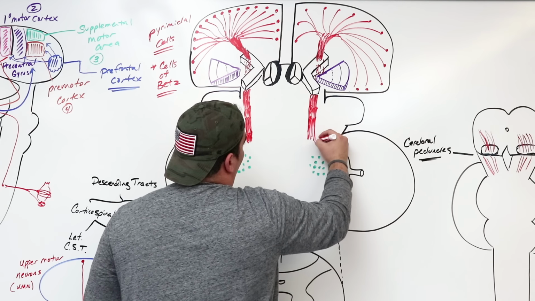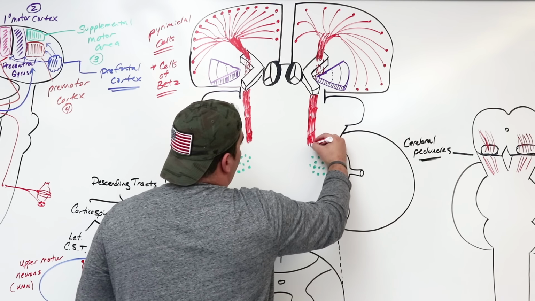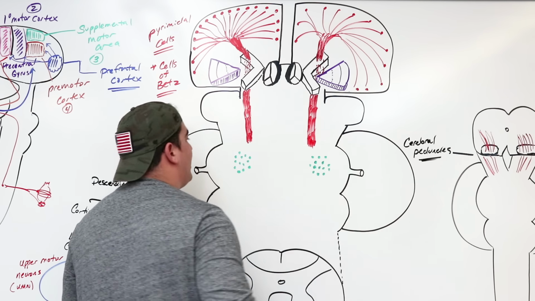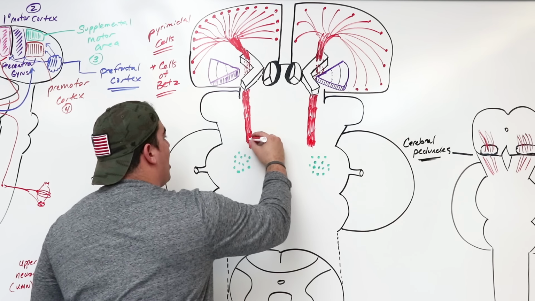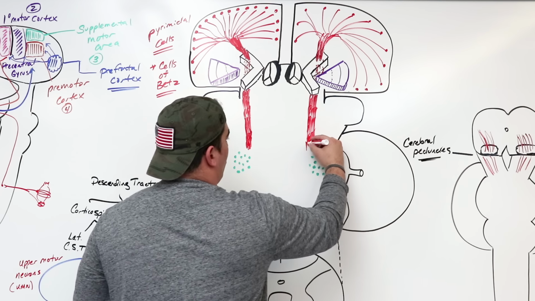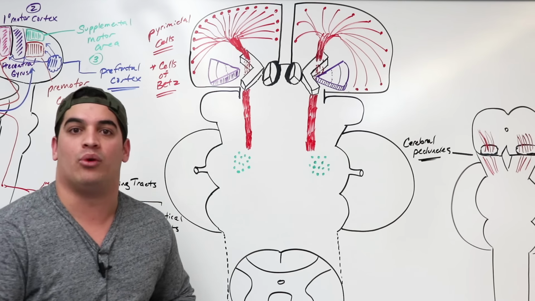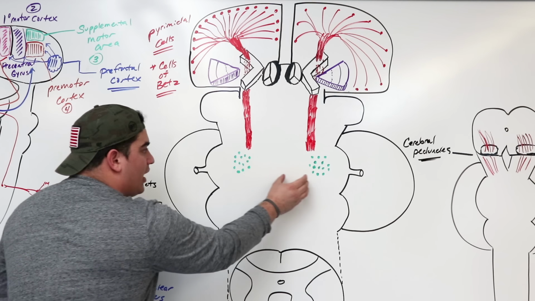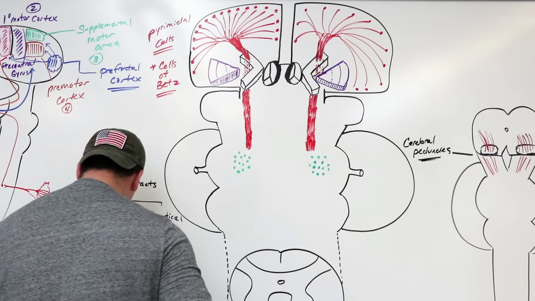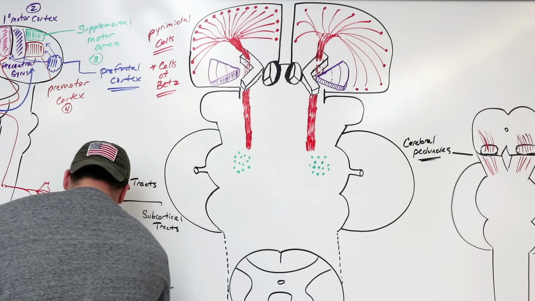Now we get to an important point here. Remember I told you that the cerebellum is constantly coordinating with the cerebral cortex to make sure that there's a proper planned movement. Well, you see these nuclei here that are located within the pons? These are called your pontine nuclei.